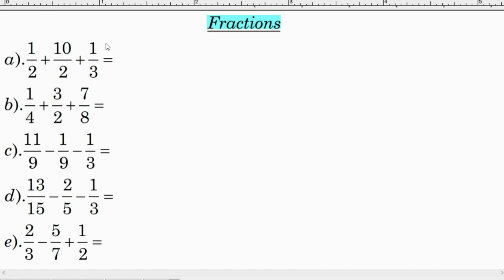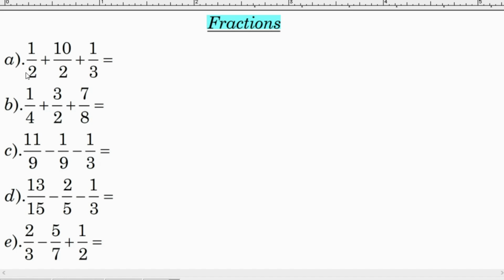So we have 5 questions here, A to E, and as we can see we are focusing on adding and subtracting fractions, but we have 3 fractions adding together or 3 fractions subtracting together. So now let's start and solve each question with me. Try to understand the steps of how we can solve these fractions.